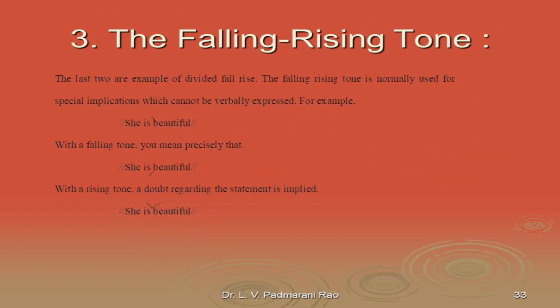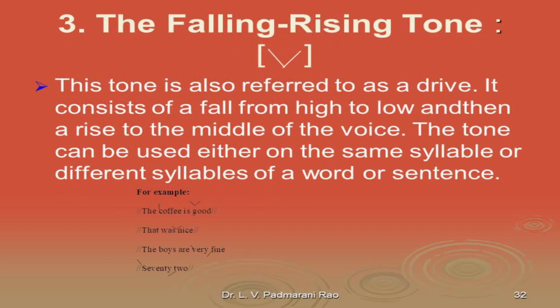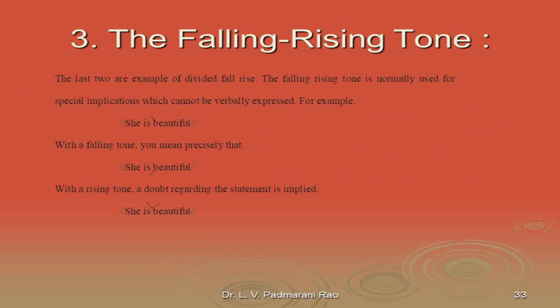Similarly, as you could see, the last two examples. Which are the last two examples? The boys are very fine, and 72. The last two are the examples of divided fall rise. The falling rising tone is normally used for special implications which cannot be verbally expressed.